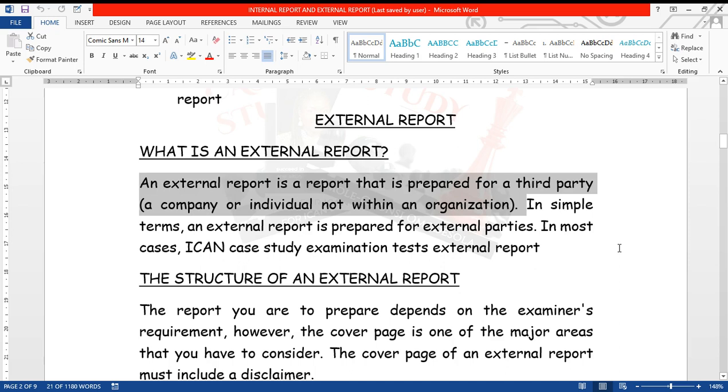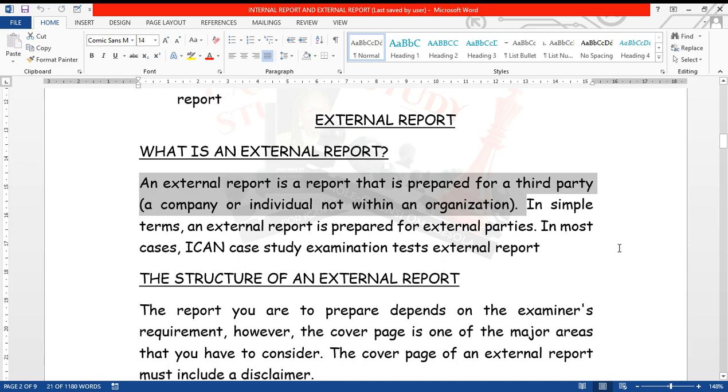Just like in secondary school, when we had to write a formal letter and an informal letter. A formal letter is to somebody outside. An informal letter is like writing to your mommy, writing to your daddy. Looking at it from that aspect, a formal letter is an external report. You write it to a company, you write it to an individual outside the organization. But an internal report is like an informal letter. Internal, informal. You can use that to learn it.